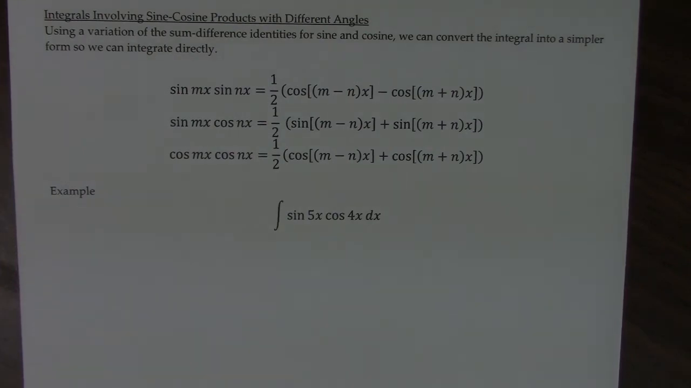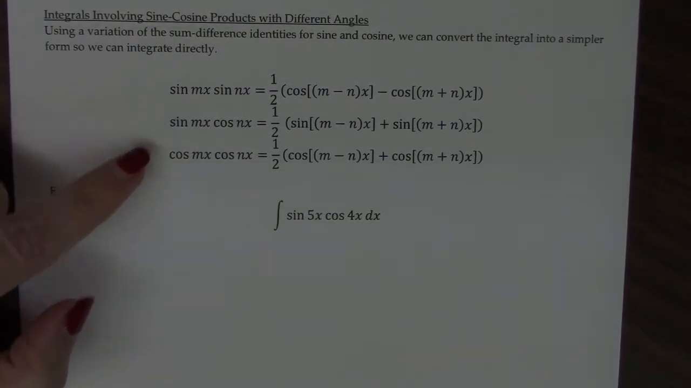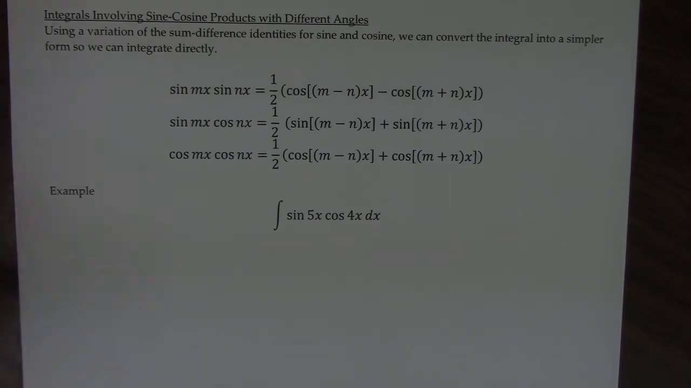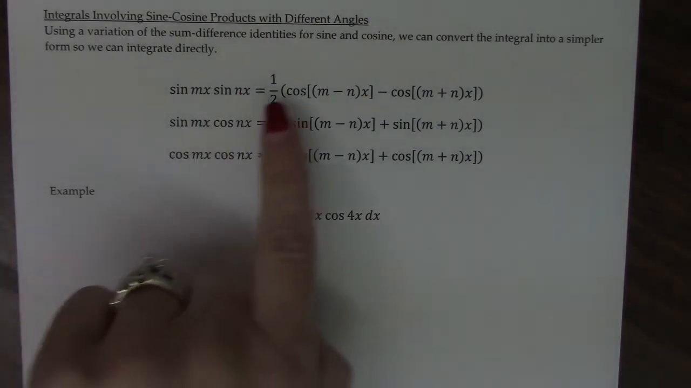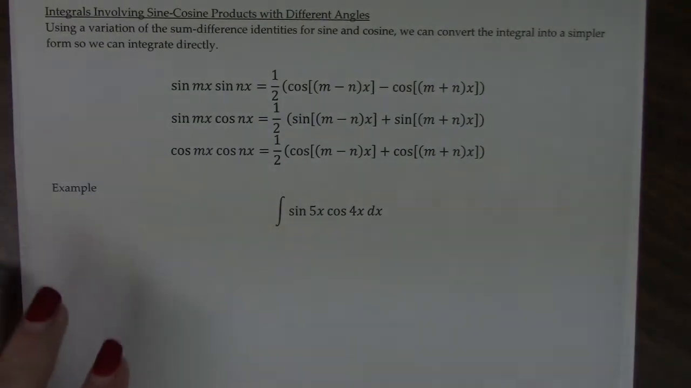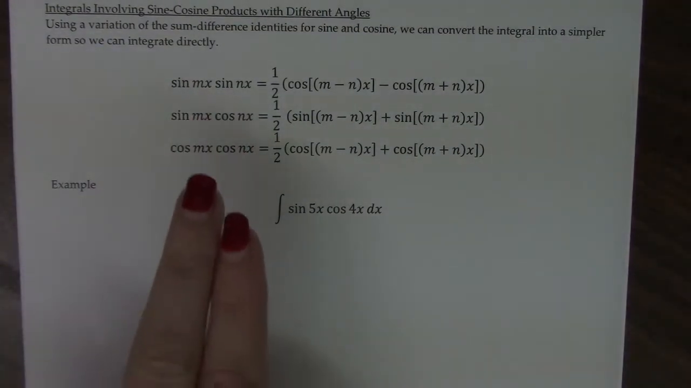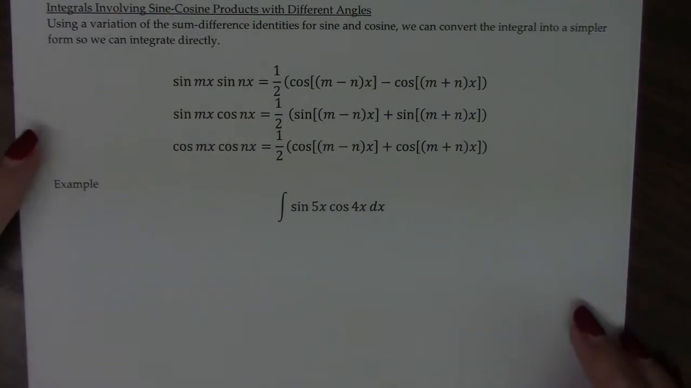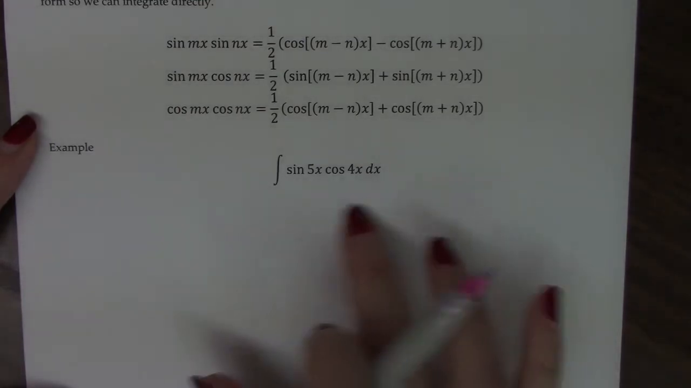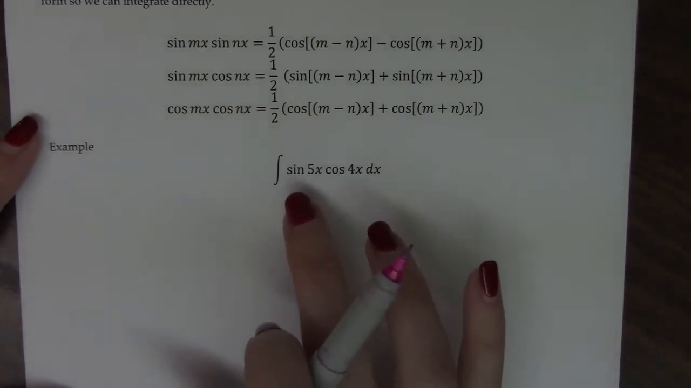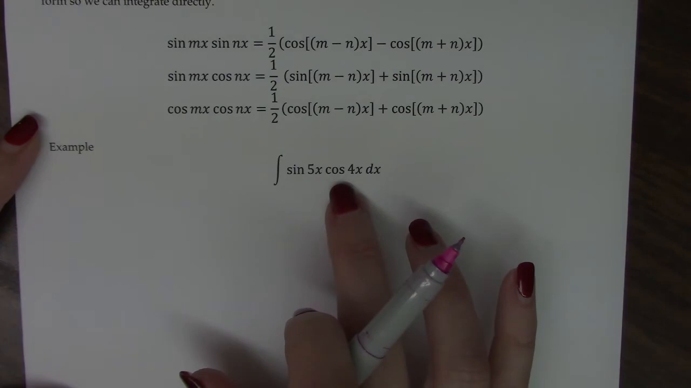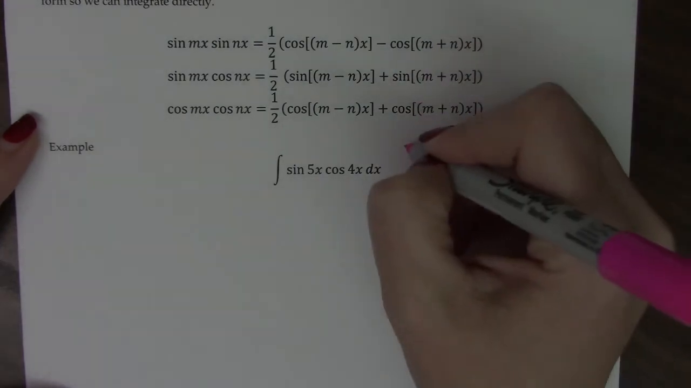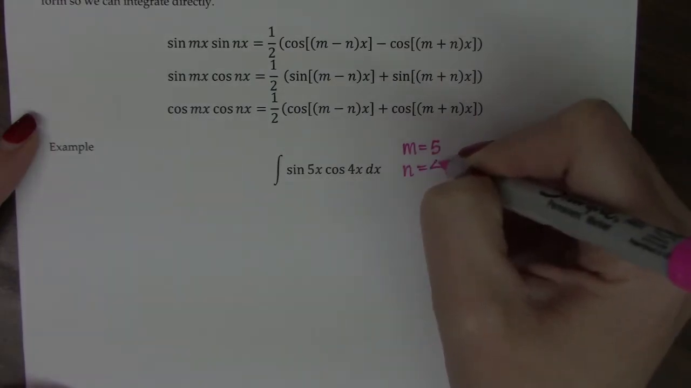So what we've done here is these are all reworkings of the sum difference formula, so how to do cosine of a plus b or sine of a plus b. By reworking these, you have all your possible combinations. You could have two sines, you could have a sine and cosine mix, or you could have two cosines. So it's really easy to see how to do this when we look at an actual example. So what I have here is sine of x times cosine of x. So what this is saying is our m is 5, and our n is 4.